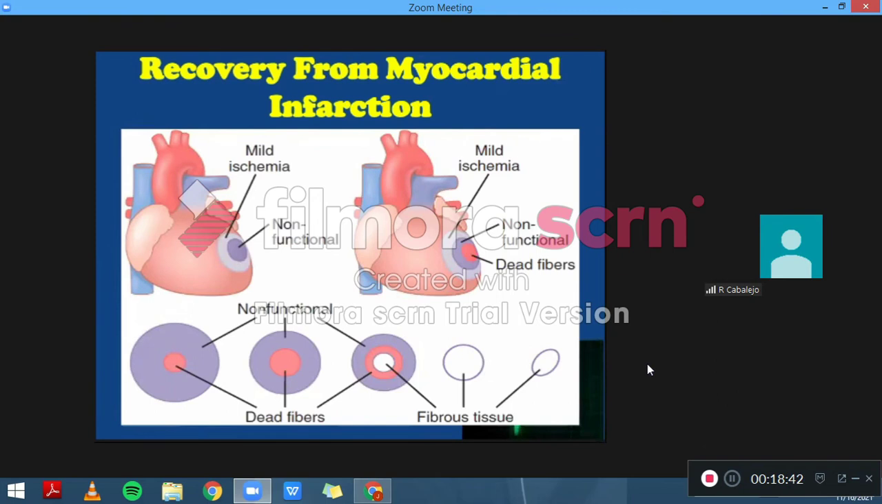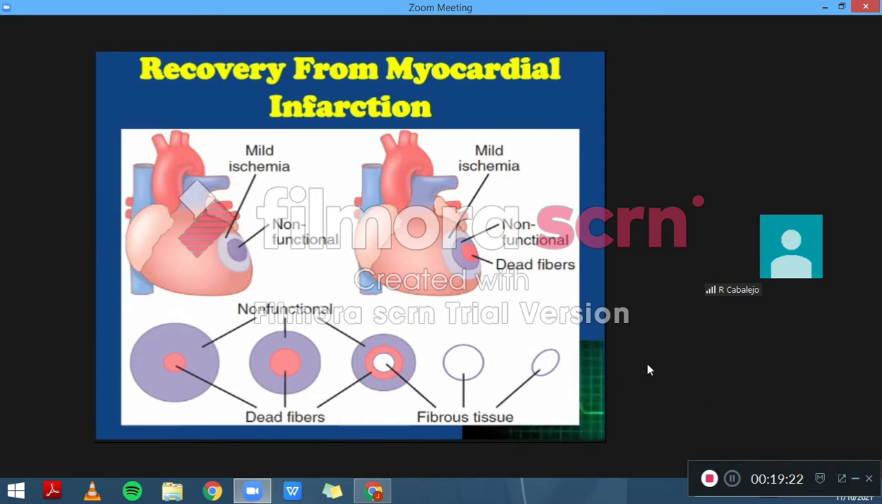Now the purple circles are what we call your ischemic penumbra. These are areas of decreased blood flow, but still salvageable areas of your myocardium. So the goal in infarction is to save this ischemic penumbra, the purple one. And then the white circles are non-contractile tissues.